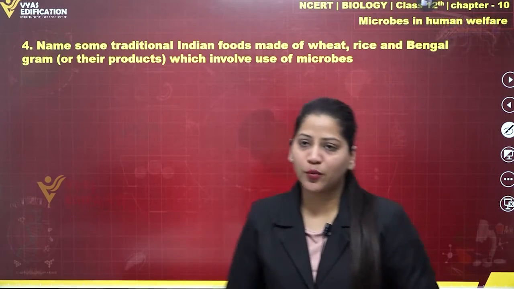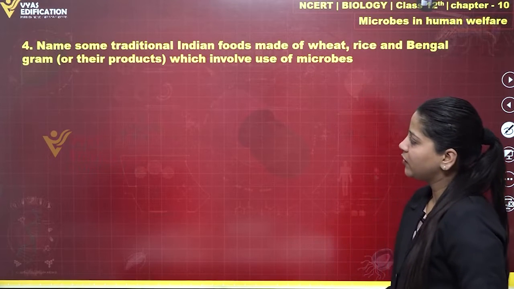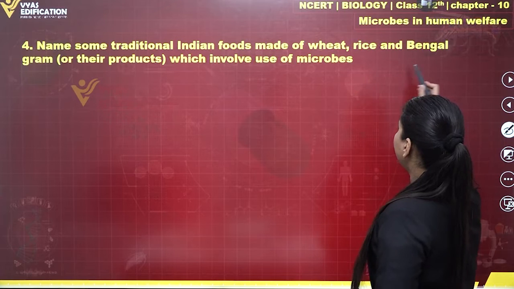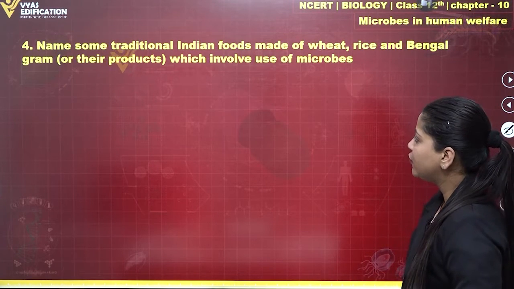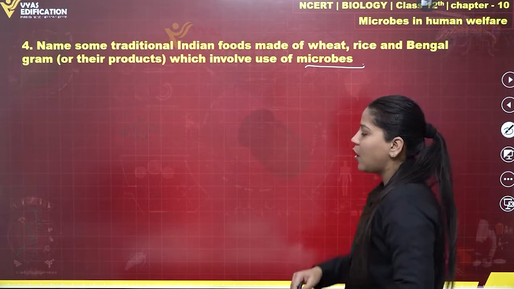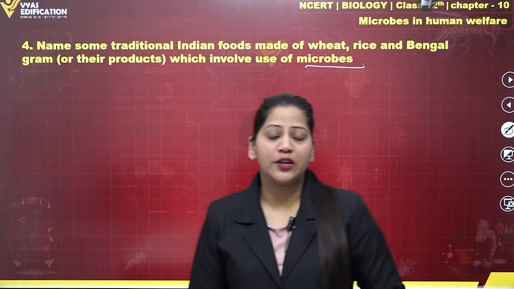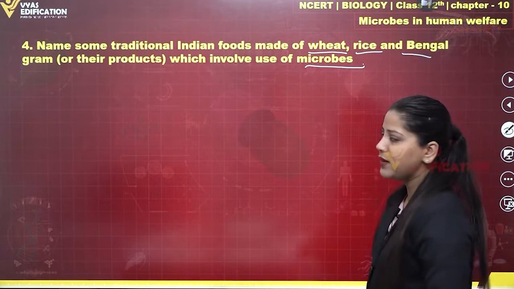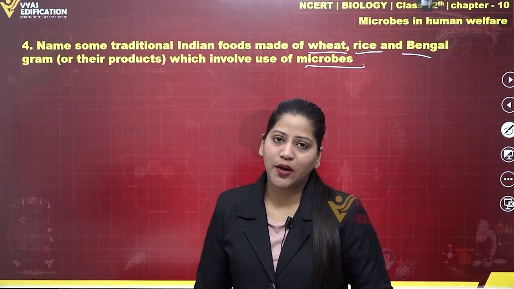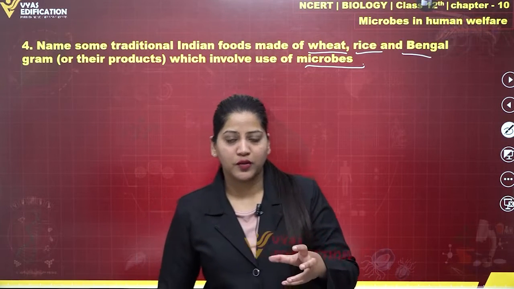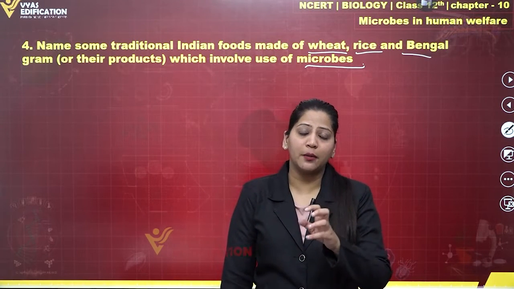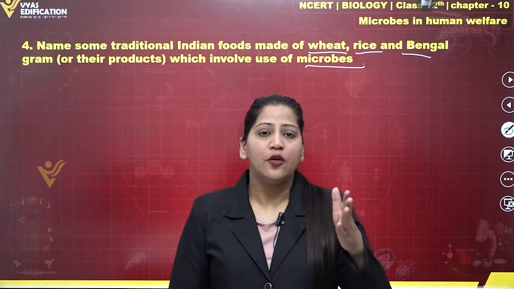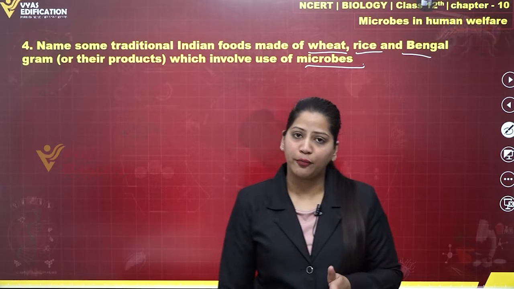Now let's move on to the next question, that is question number 4. In this question we have to name some traditional Indian foods made up of wheat, rice and Bengal gram or their products, which involves the use of microbes. Alright, so to make Indian traditional dishes we have some examples, such as idli. To make dosa or idli, rice powder is fermented with the help of bacteria.